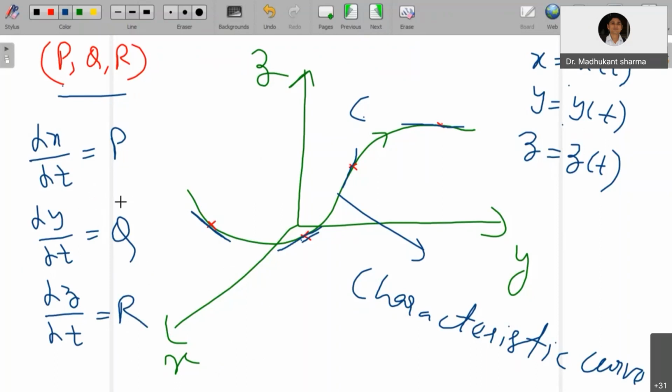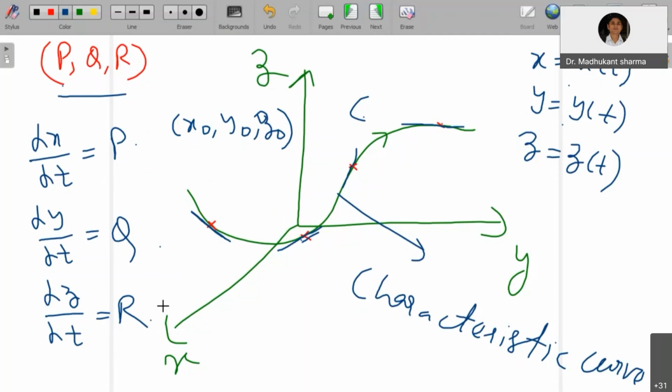If you take an initial point, let's take x naught, y naught, z naught, at t equals t naught, where t naught is 0 or whatever you start with. Suppose you are trying to identify a characteristic curve through this point, then ODE theory will guarantee that there is a unique characteristic curve, provided this P, Q, and R are sufficiently smooth. So we are now going to look at this.